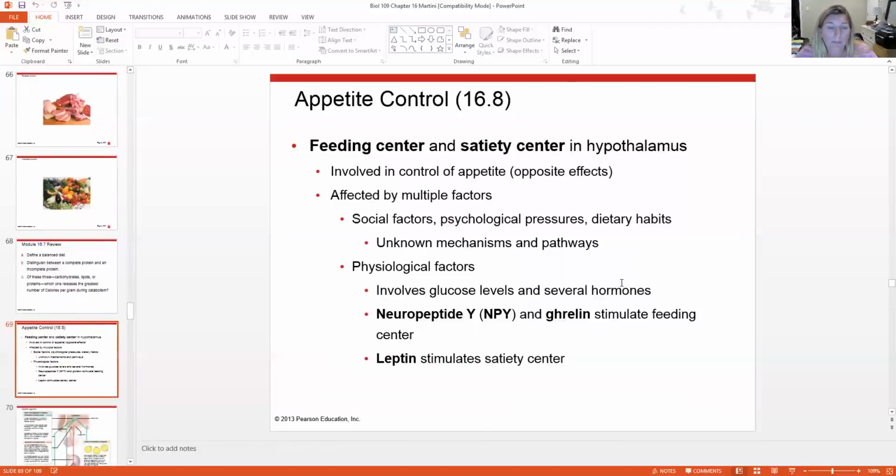Let's talk about how our appetite is controlled. There is a feeding center or satiety center, which is within our hypothalamus. It's involved in controlling our appetite. It has opposite effects. It is affected by multiple factors. There's social, psychological factors, dietary habits, etc.